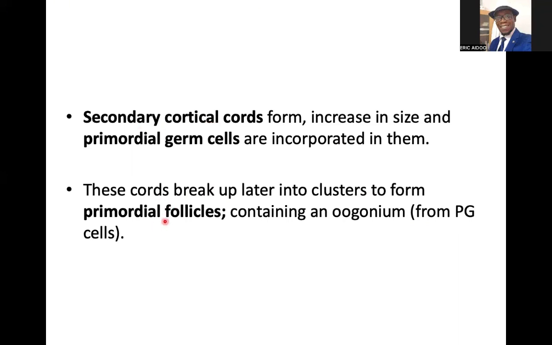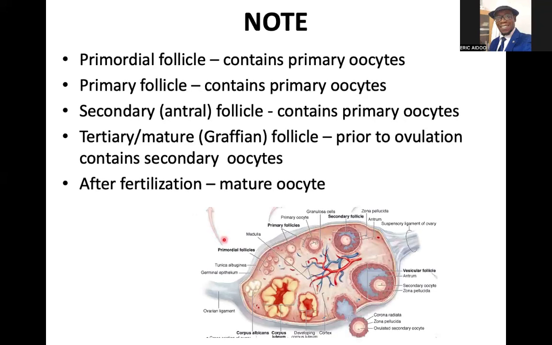So once they are broken apart, they are going to become spherical in nature. And within them, you have the oogonium, which is actually a cell of the primordial germ. The primordial germ cells are the ones that have now changed their name to oogonium, okay, within the primary follicle. So the follicles will be surrounding the oogonium. So this is what you are going to see. So that is a follicle with the primary oocyte inside, which means it has even developed further.